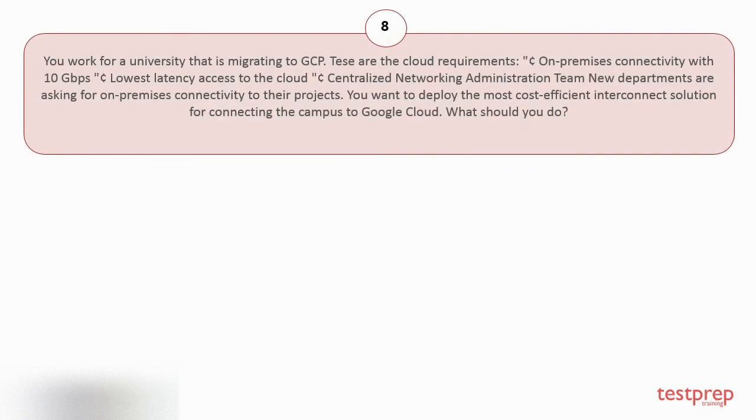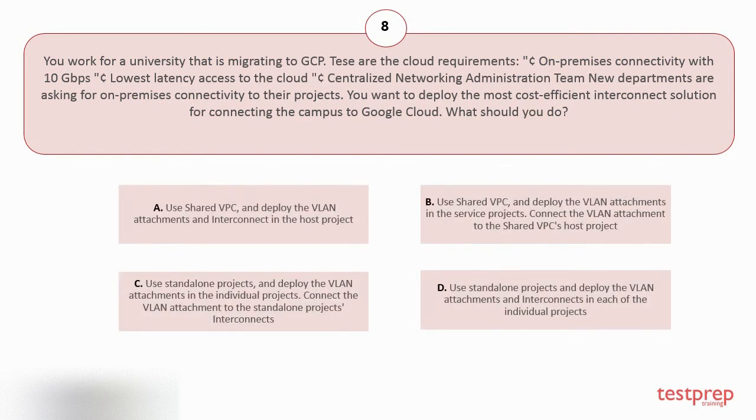Question number 8. You work for a university that is migrating to GCP. These are the cloud requirements. 1. On-premises connectivity with 10 gigabits per second. 2. Lowest latency access to the cloud. 3. Centralized networking administration team. New departments are asking for on-premises connectivity to their projects. You want to deploy the most cost-efficient interconnect solution for connecting the campus to Google Cloud. What should you do? Your options are: A. Use shared VPC, and deploy the VLAN attachments and interconnect in the host project.